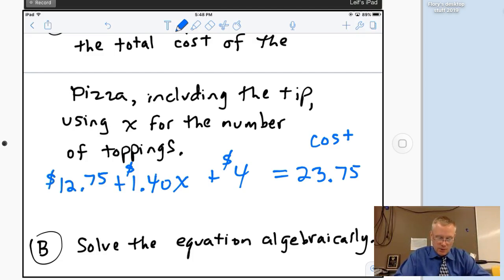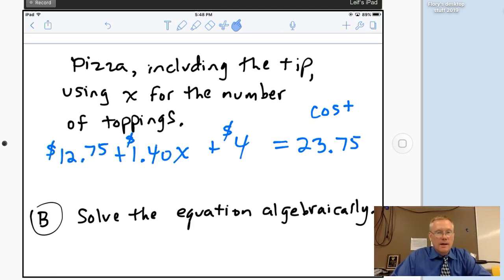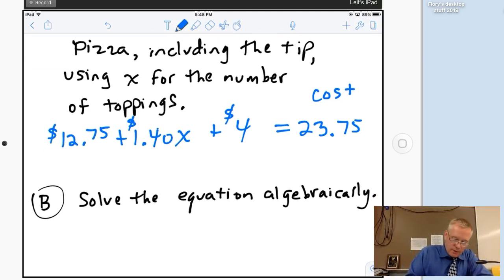And I would like you to solve it as the "You Try," which would be part B. Solve it using algebra, not just guess and check, please. Do it with opposite operations, all right? Combine like terms first and then solve for x.